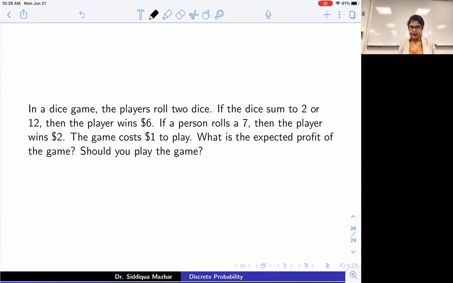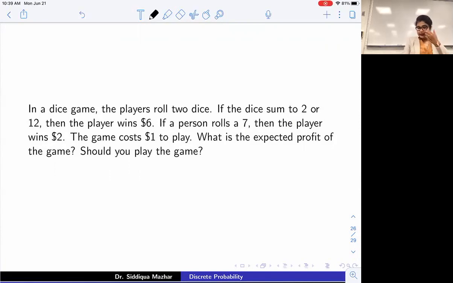And if their sum is 2 or 12, then the player is going to win $16. If a person rolls a 7, then the player is going to win $2. For playing this game, a person has to pay $1 each time. So what is the expected profit of the game, and should you play this game?